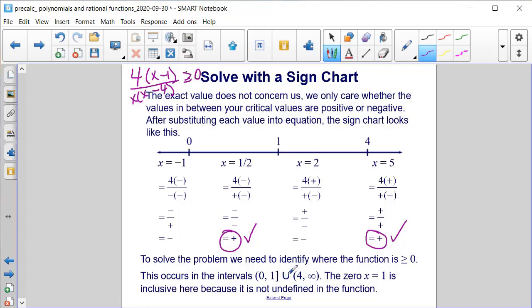And then we're going to put that in union with, from 4, that's an asymptote, so we do not include that endpoint value all the way up to infinity. So that's how we get this interval as our final answer to this question.